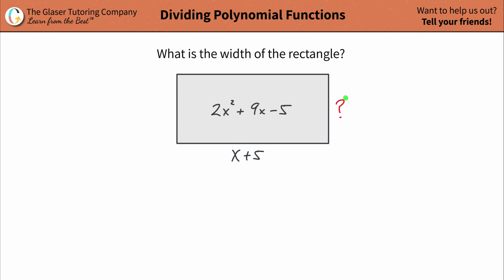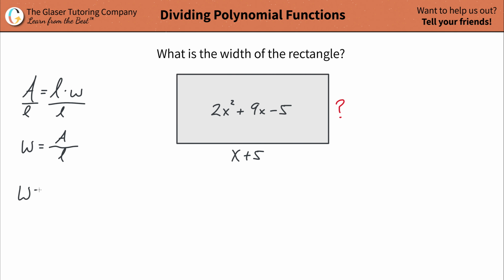So how can we find the width of this rectangle if we know the length and we know the area? Well, it turns out that we need to understand that the area of a rectangle is equal to the length times the width. So if I want to find the width of the rectangle, just simply divide out the length. Okay, and we understand now that the width is therefore going to be the area divided now by the length.